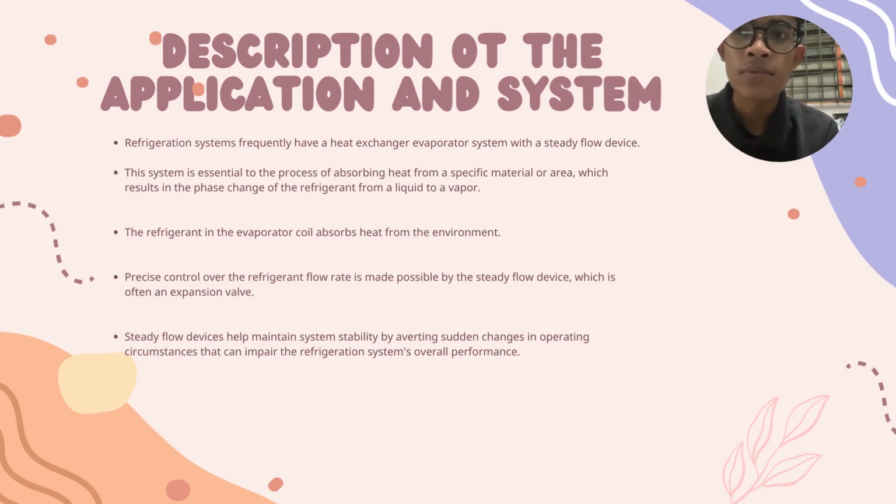The expansion device is first filled with a high pressure, high temperature liquid refrigerant, which starts the operation. The steady flow device ensures a regular and effective heat exchange process by maintaining a constant refrigerant flow rate into the evaporator. The refrigerant in the evaporator can absorb heat from the environment. After absorbing heat, the refrigerant changes phase and becomes a vapor. After that, the compressor receives this vapor again for the subsequent cycle.